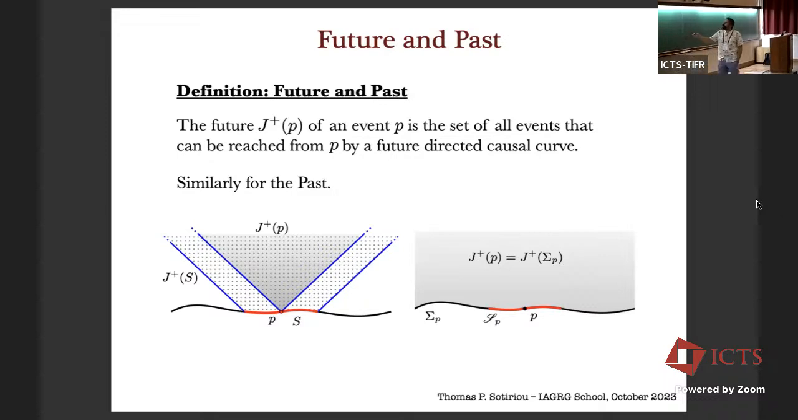But now the picture is quite simpler. If you have an event P that lies on a leaf of the foliation, then everything that is north of the leaf is in the future, right? And everything in the south would be in the past. And again, if you have a set of events on the leaf, then they would have effectively the same future, everything that is on the north. So this future and past is simple in this case.